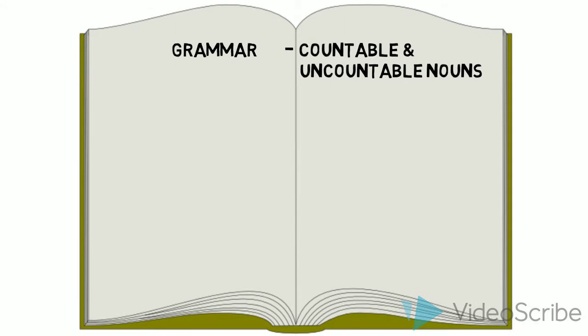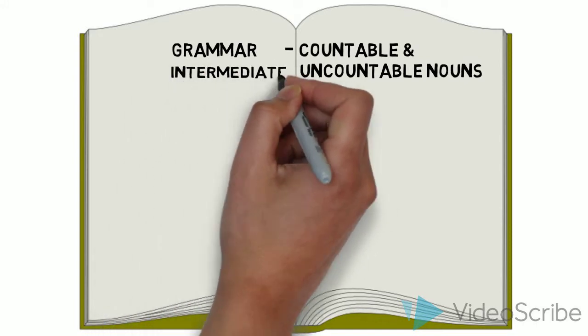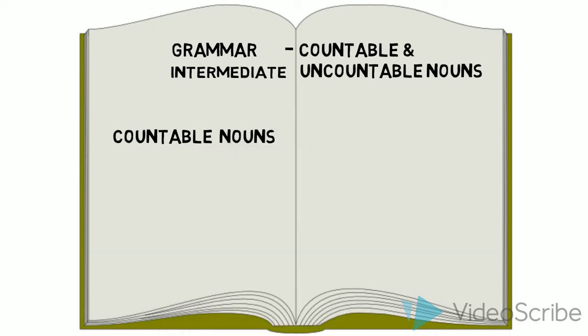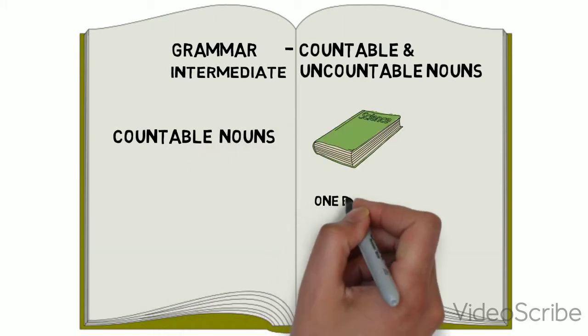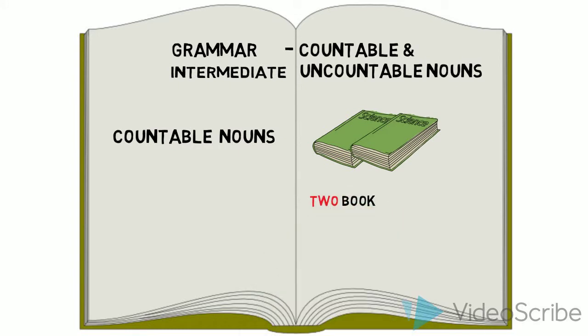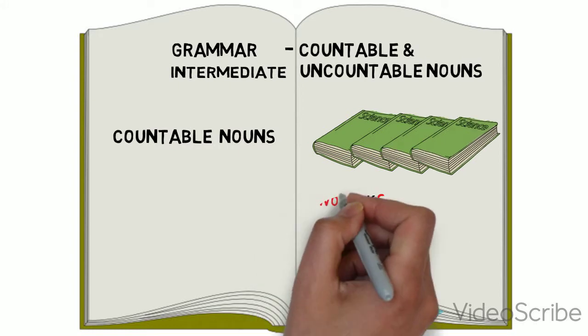Welcome to another grammar animation video. This lesson is about countable and uncountable nouns, and it is an intermediate lesson. Countable nouns are nouns that we can count, like one book, two books. We add an S at the end of the noun for plural, and many books.